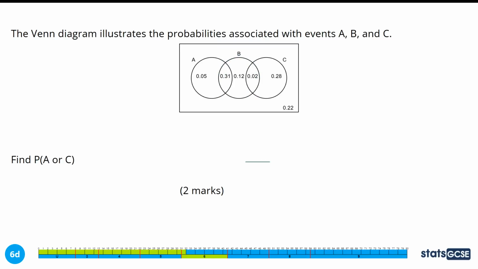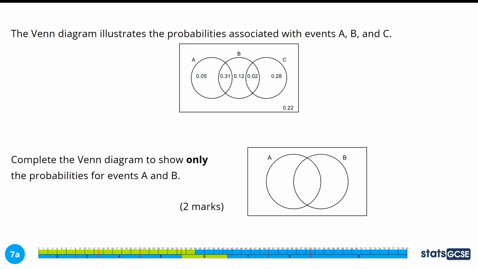Find the probability of A or C. Because we're looking at the probability of A or C, we're looking at adding up all the probabilities in A and all the probabilities in C. So we're going to add up the 0.05 and the 0.31 in A, and the 0.02 and the 0.28 in C. When we do that, we get 0.66.